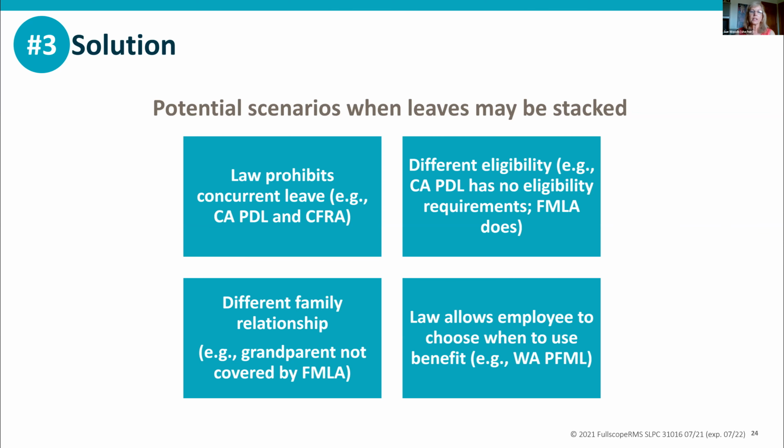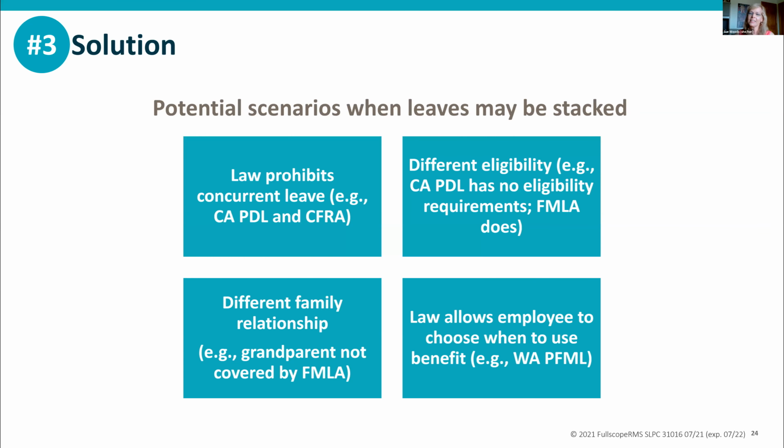And finally, there are some laws, including like the Washington State paid family medical leave laws, that allow an employee to choose when to use the benefit. So the FMLA allows employers to essentially require or dictate that they designate time off that meets the FMLA leave reasons as FMLA leave. But Washington paid family leave does not allow an employer to make that designation. It is the employee who gets to choose when to use the benefits of the Washington PFML law. And so it could occur that an employee could stack benefits because they choose to use, say, company leaves first and then the Washington paid family leave.